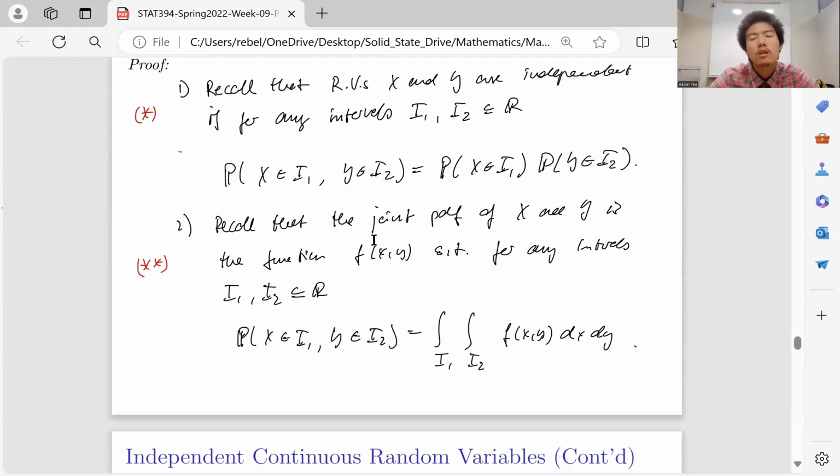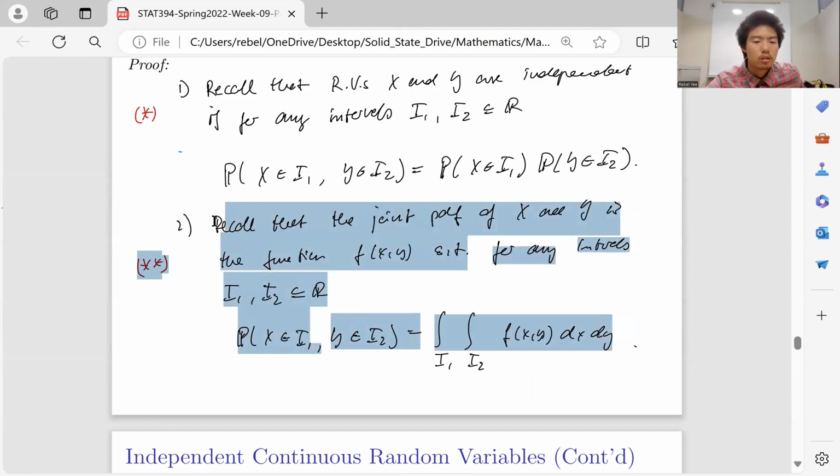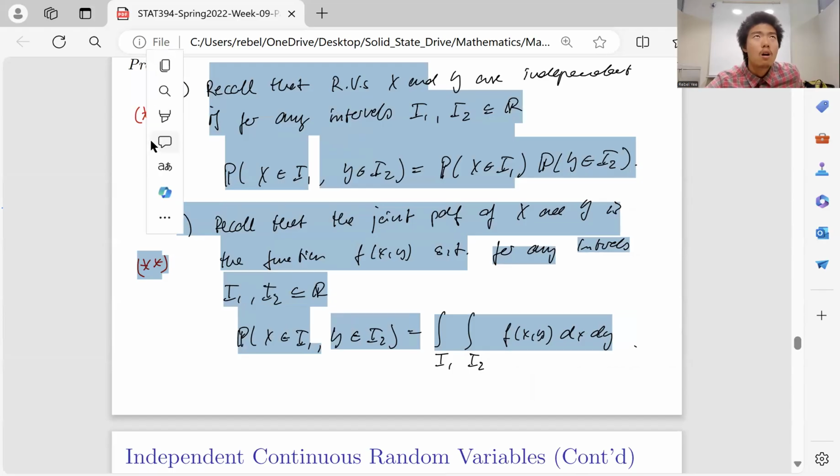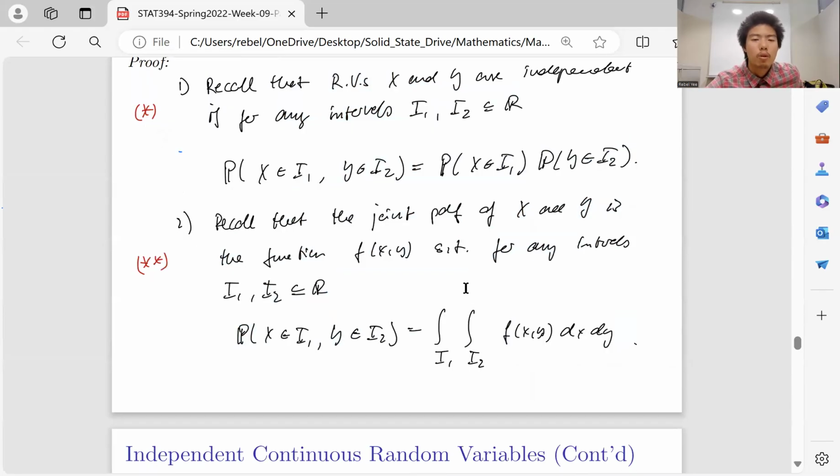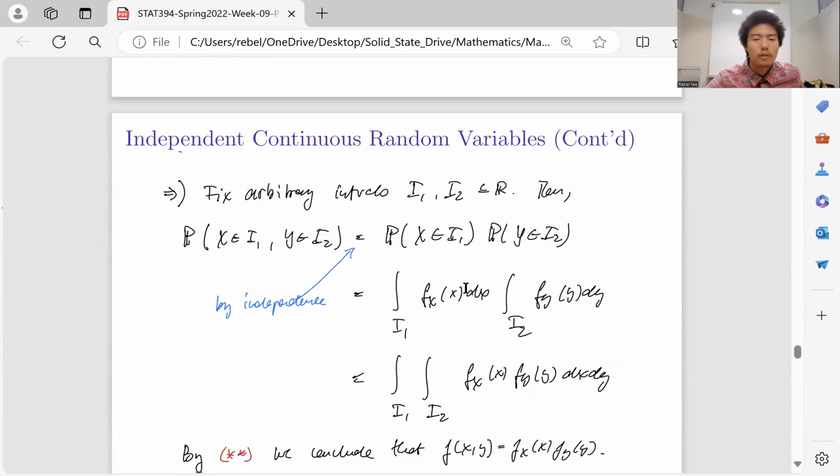So this is the first one. And the second knowledge we have before is the definition of the joint distribution, right? So the probability of X in interval I1 and Y in interval I2 equals the integration over I1 and I2 of the joint density over the X and Y dimensions. So that's the two pieces of knowledge we had before. And now we'll prove the first direction.